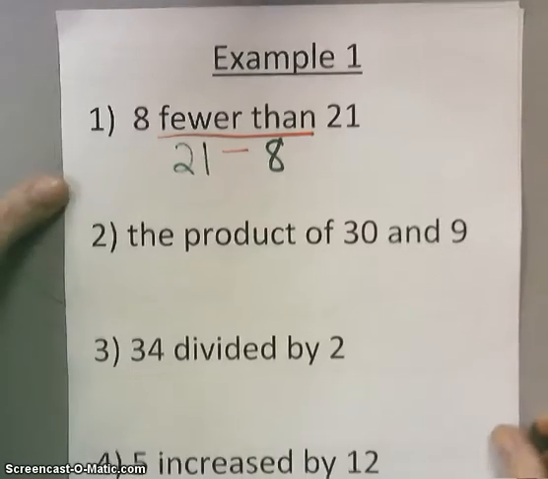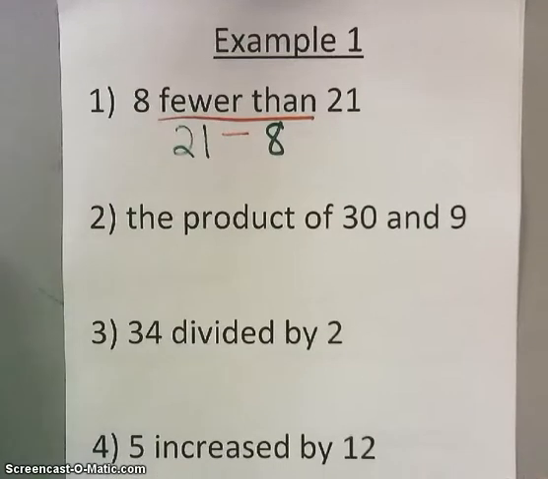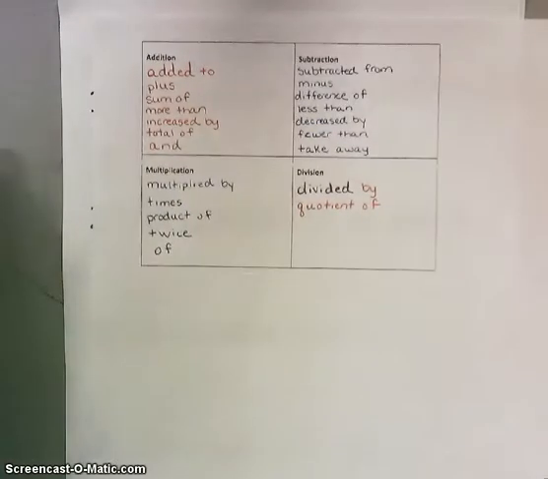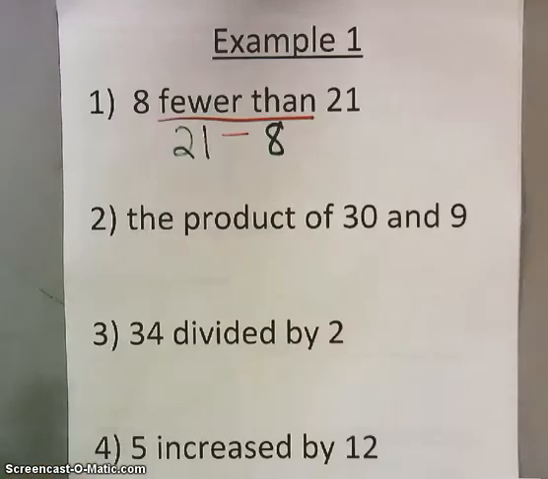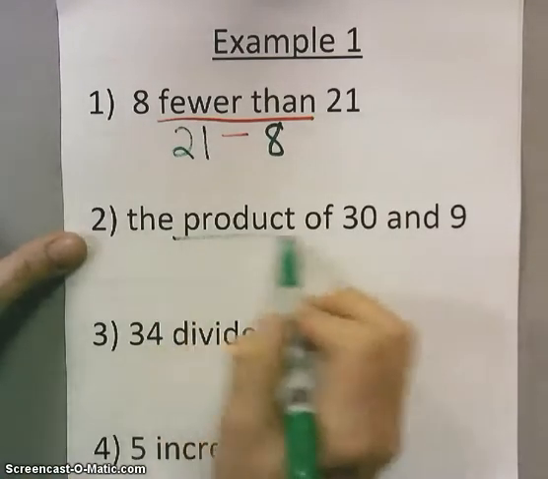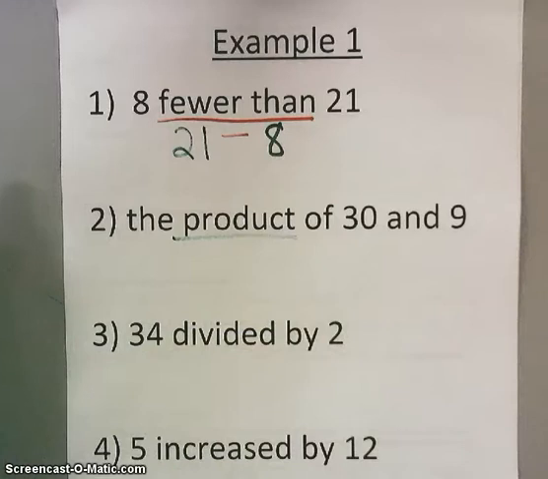Example 2 says the product of 30 and 9. Well, if you remember, product is a multiplication word. Product of means to multiply, and the product is the answer to a multiplication problem. So we want to highlight our operation word, and I want the product of 30 and 9.